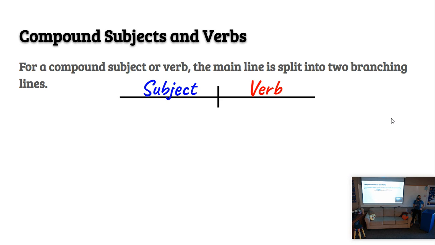Now somebody remind me, what's a compound? What does that mean? Oh, you're asking me to remember stuff on a Monday, Mrs. Berg? You're the worst. I know, I am. I'm sorry. What is a compound? Who remembers?